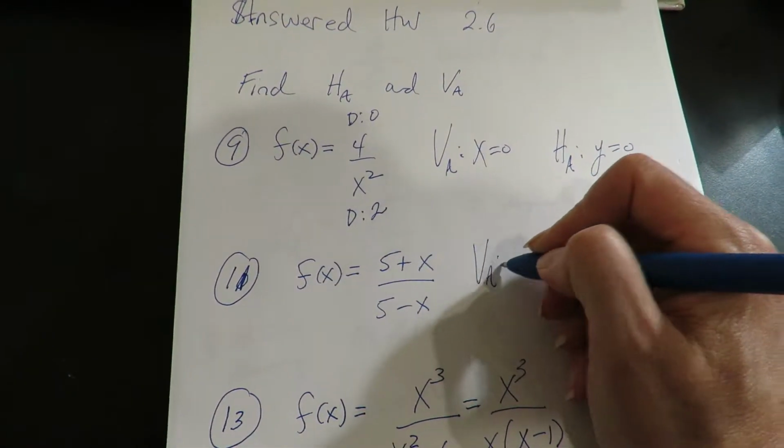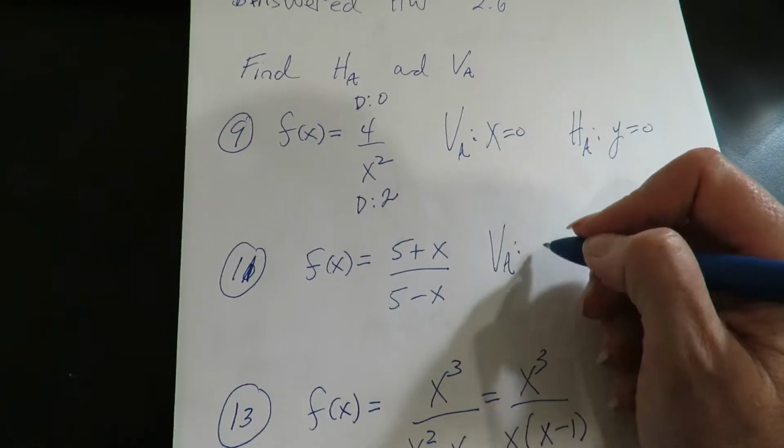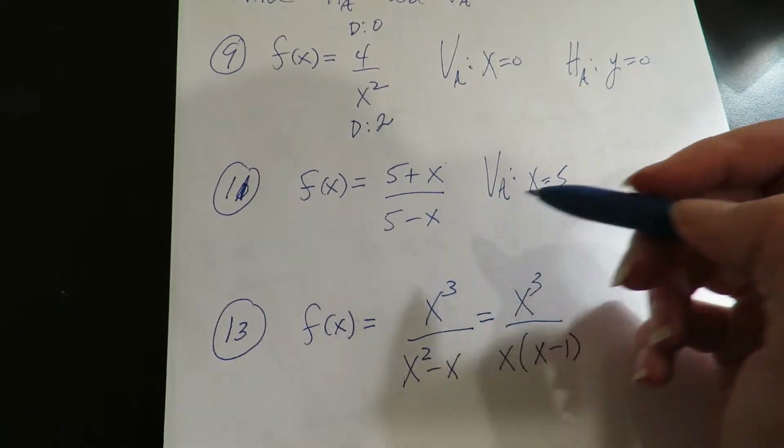Alright, so again, the VA occurs when the denominator equals 0, but the numerator isn't. So the denominator is going to equal 0 when x equals 5, because then you're going to have 10 over 0, that's a VA.